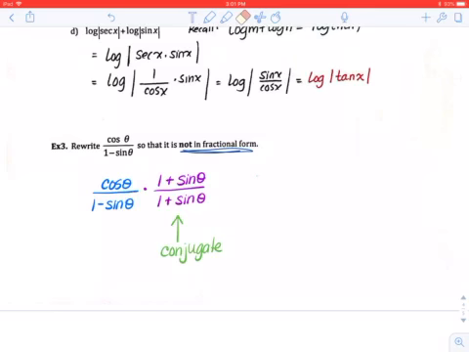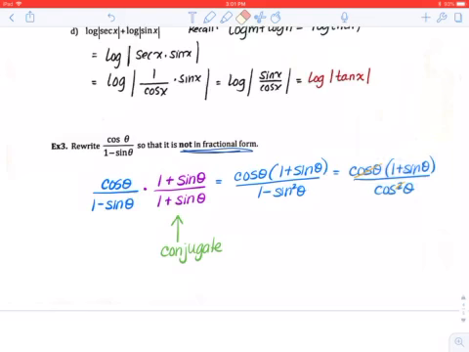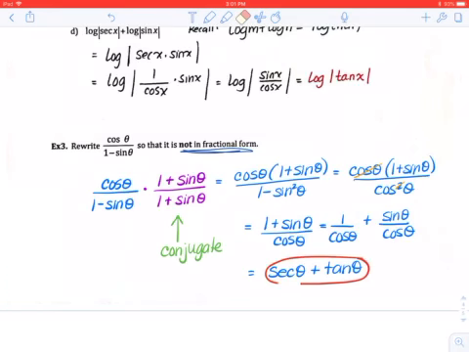So multiply by the conjugate. Then we get cosine times 1 plus sine divided by 1 minus sine squared, but 1 minus sine squared is cosine squared. The 1 cosine cancels with the cosine squared in the bottom. One of them is left. So we can separate, right? So 1 plus sine over cosine, we can go 1 over cosine plus sine over cosine equals, 1 over cosine is secant, and sine over cosine is tangent.